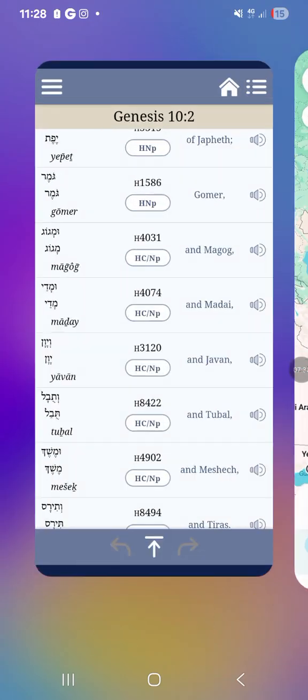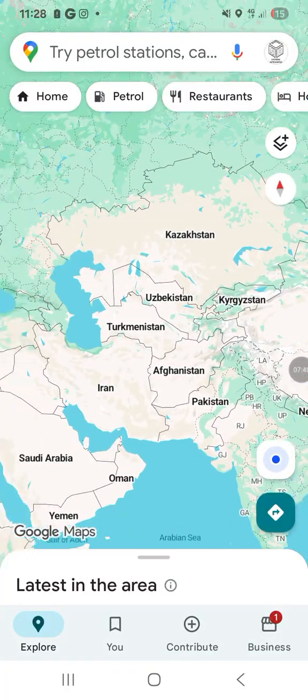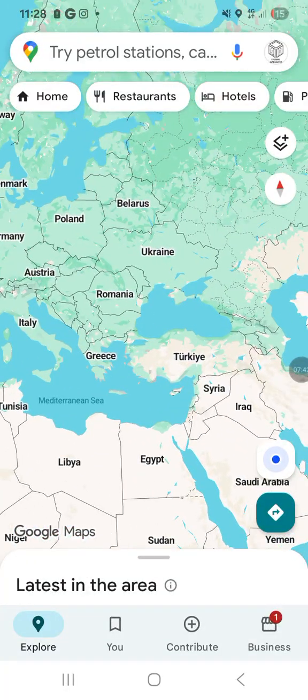So that's the children of Yapat. Oh no, we haven't finished. Sorry, we've got Yavan, or in the Hebrew, Yawan. And that is going to be the areas here.